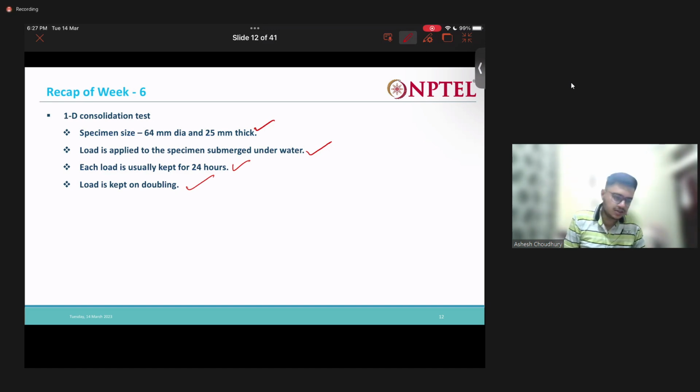After doing this test, what we can do is plot the void ratio versus the pressure, the effective stress. I can plot my void ratio versus effective stress plot, or the log of effective stress, both you can plot. After this we will see how to find out the void ratio. We will solve two problems regarding that.